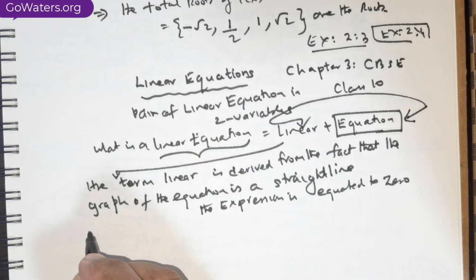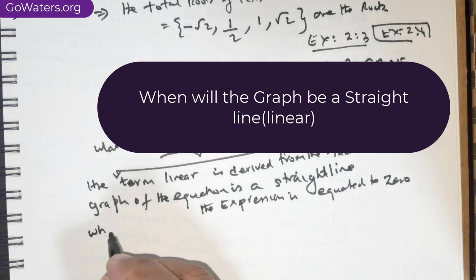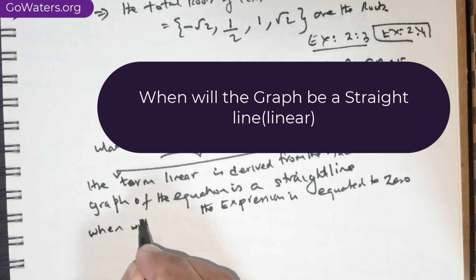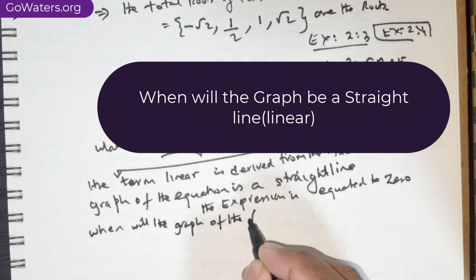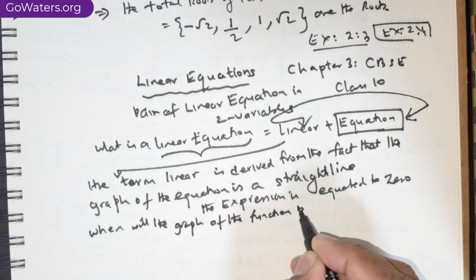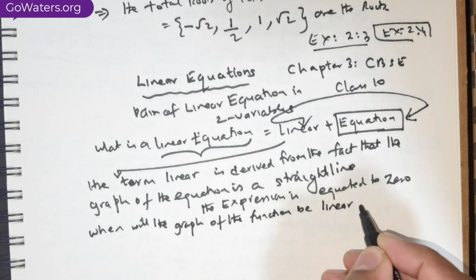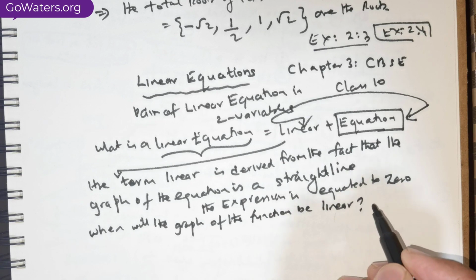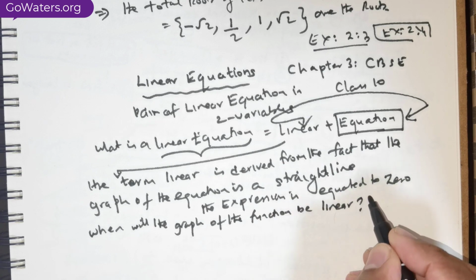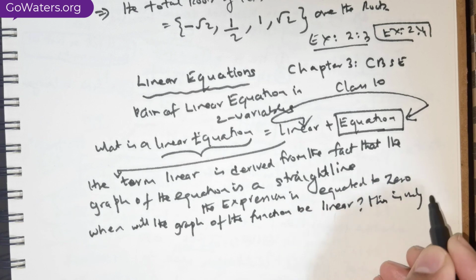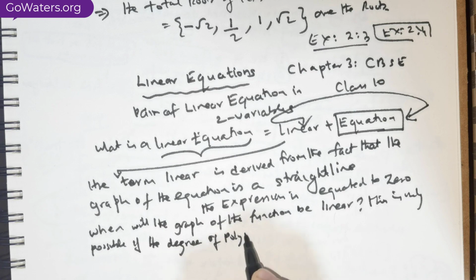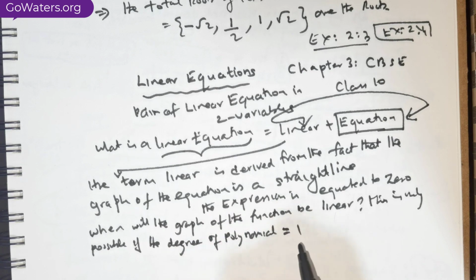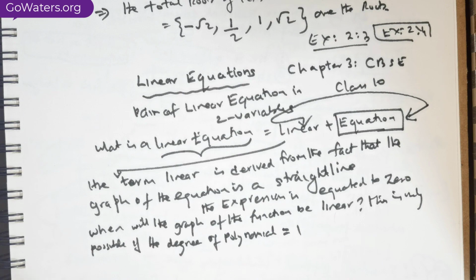And another important question is, when would the graph be linear in nature? When will the graph of the function be linear? That's the question. When would this be possible? It would be only possible if the degree of the polynomial equals 1, right? So have that in mind.